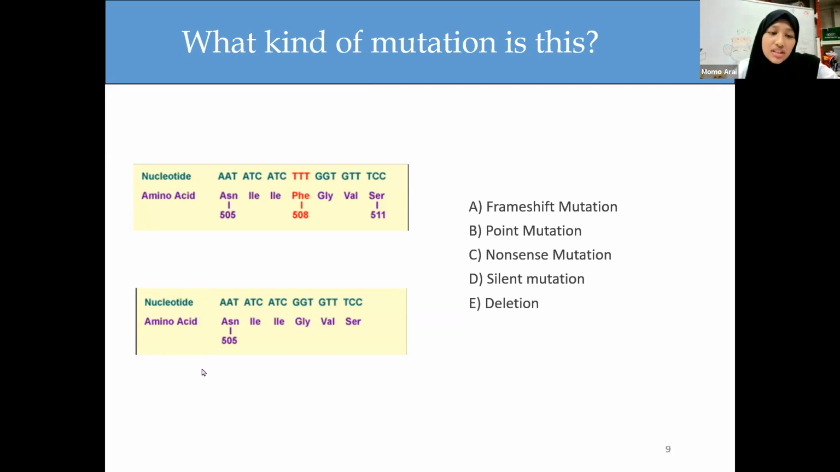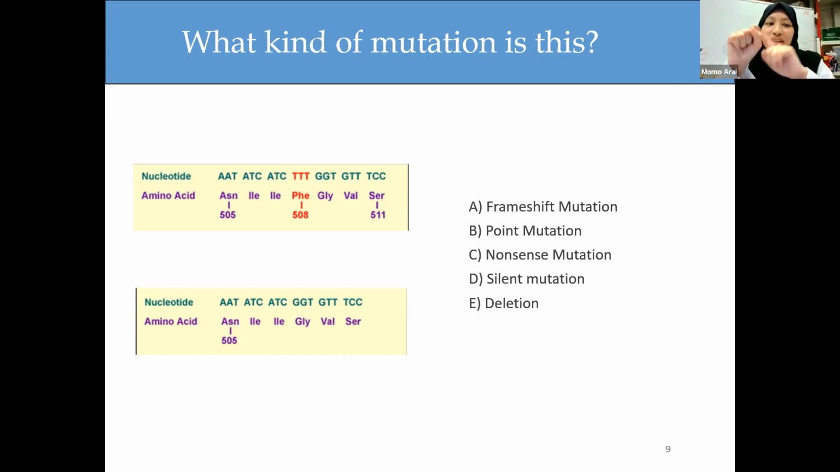Okay, so deletion and frame shift are both under point mutation? No. Point mutation is something else. Frame shift mutation is something else. In a point mutation, only one base is changed, but it doesn't affect any of the other sequences. Frame shift mutation is when something gets added. So frame shift affects the whole sequence. That's the only difference between frame shift and point mutation.